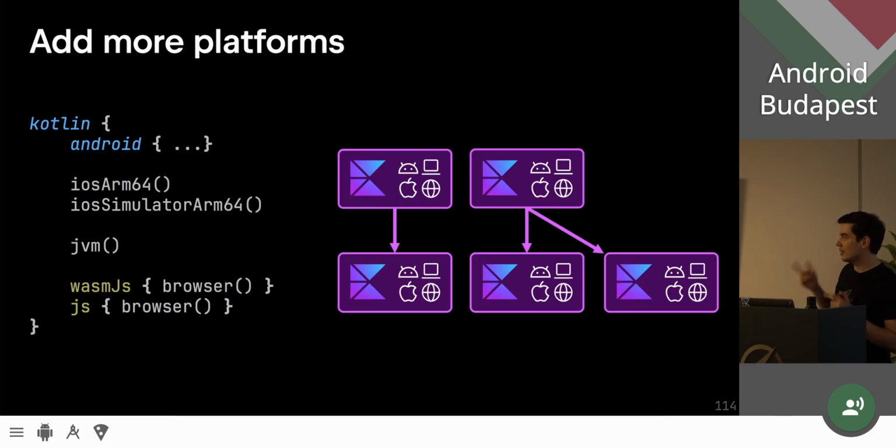For example, JVM is relatively easy to get going if you're coming from an Android app. Obviously, even Java libraries still work. And it can be a really cool development platform because it's very fast to compile and run. And you also get Compose hot reload if you're doing UI development.